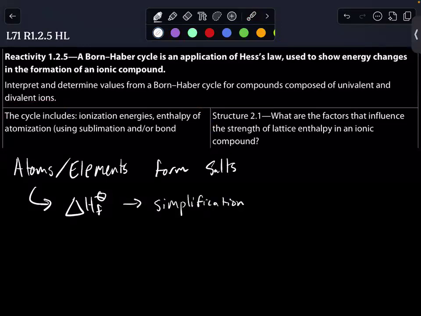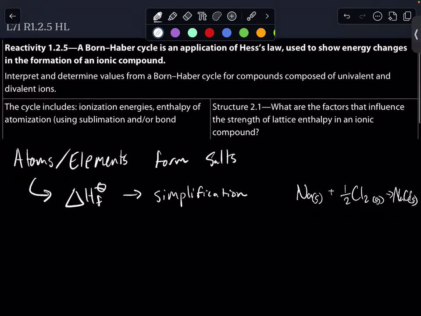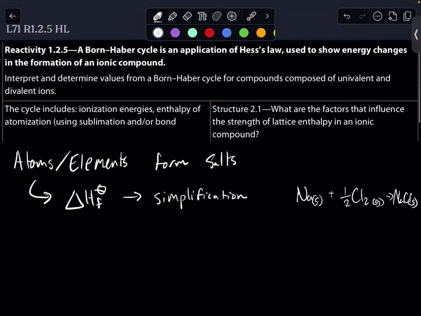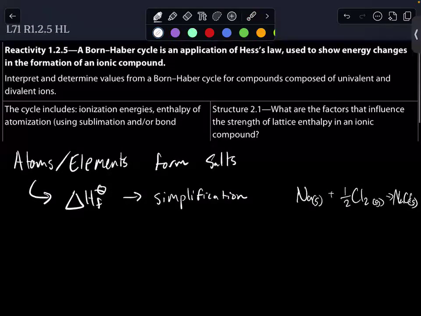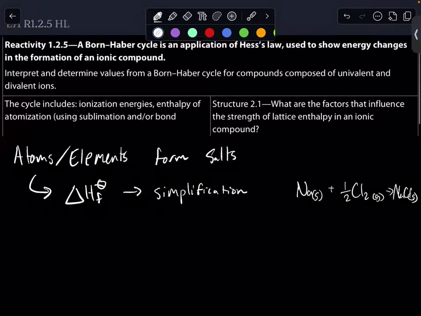We can't just take solid sodium, Na solid, and one half of a chlorine diatom gas and make NaCl solid. This isn't really how it works. There's a lot of steps that must happen. Bonds between the diatom must be broken. The solid sodium has to break apart from its structure and become a gas so that it can properly react. They must atomize. So what are all the little steps in between that we represent with the arrow?